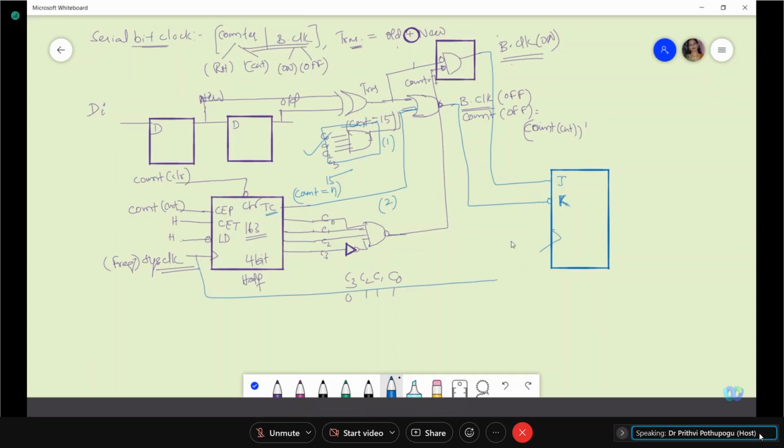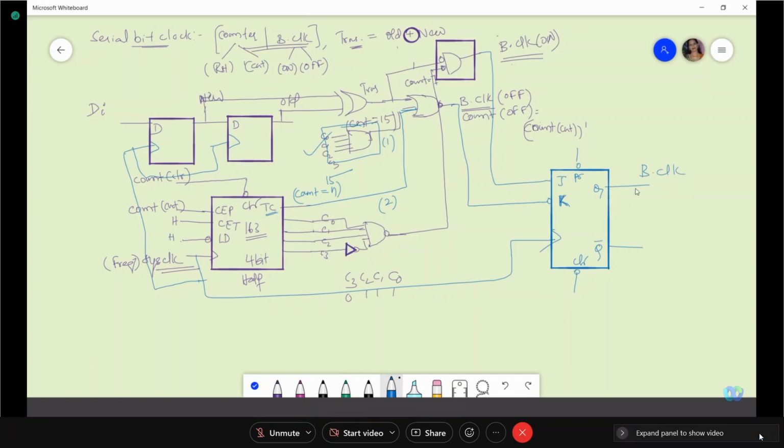What is the operation you are performing to the same system clock? Whatever you are feeding it, take the same system clock. Here also the same system clock will be used. Now, what are the operations you'll be having? You have this preset, and this is your clear, and Q, Q bar. This is the ultimate output of our design. This is the ultimate output, that is our bit clock.